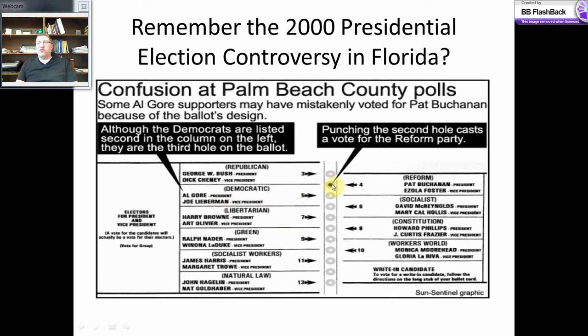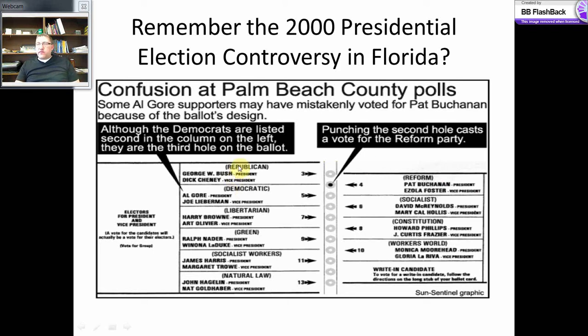You would vote in the second hole because he's the second candidate listed in this first column, and also because the Republican and Democratic candidates are certainly the more popular candidates. I mean, 95% or so of the votes were probably going to one of those two candidates. So it makes some sense to some voters that, of course, they would be the top candidates.